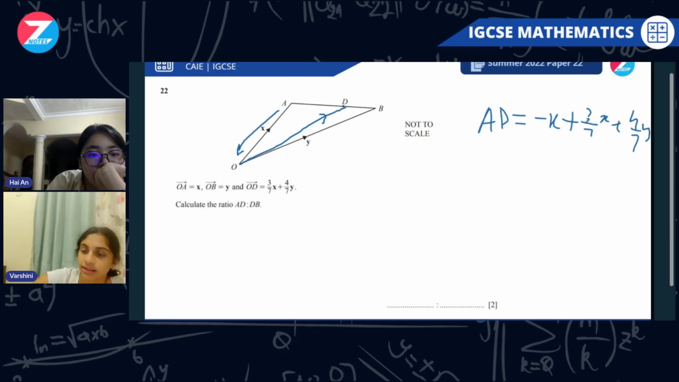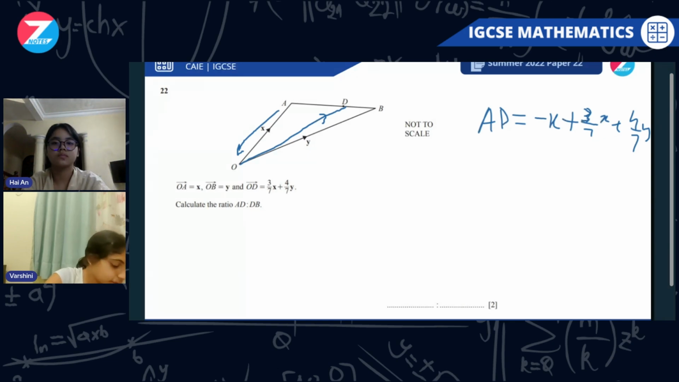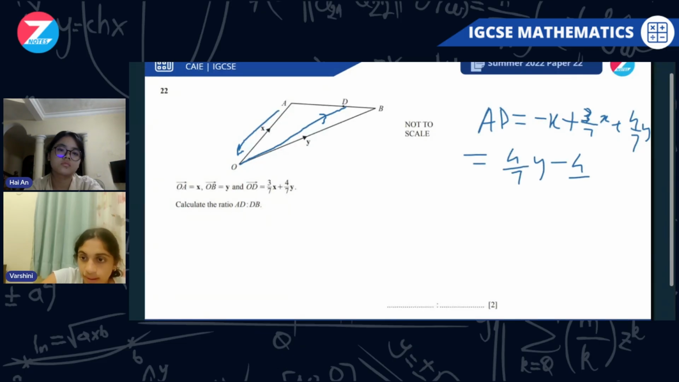We shouldn't leave it like this. We have two x terms here, so we can simplify them. In your calculator, just do minus 1 plus 3 divided by 7. You should get minus 4 by 7. So we can make this 4 by 7y minus 4 by 7x. So now let's find DB.